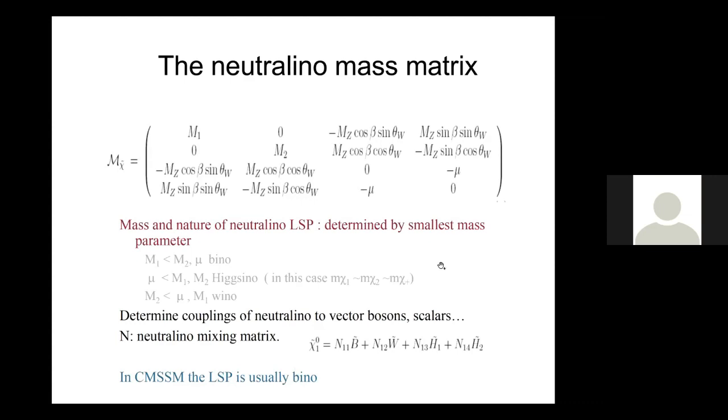When mu or M2 are the smallest parameters, we end up with cases where the neutralino mass, or the LSP mass, can be almost degenerate with the chargino mass, which is the charged partner of the gauge boson. So there's a neutralino mass matrix, which is given in terms of these four components, and it basically determines the nature of the neutralino LSP and governs all of its interactions with the standard model particles.